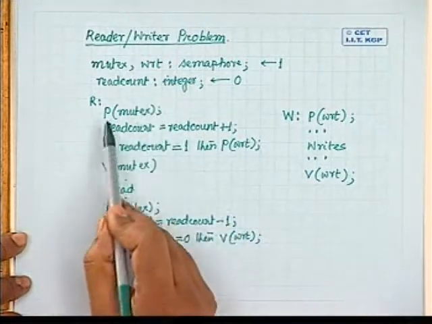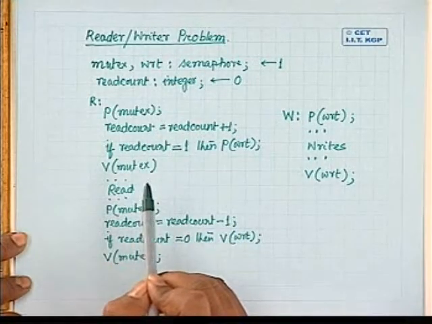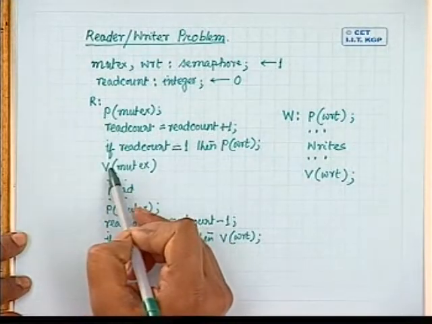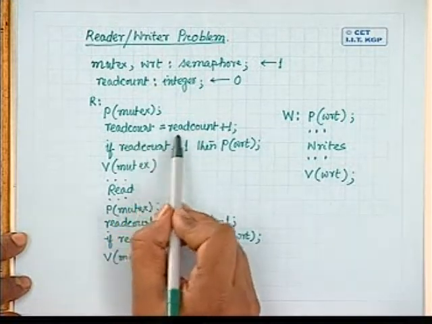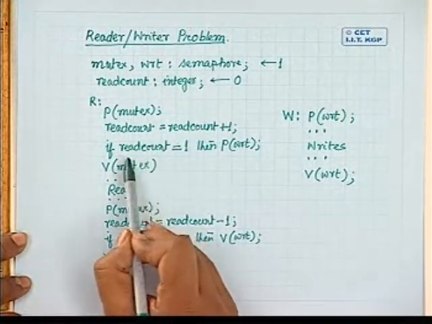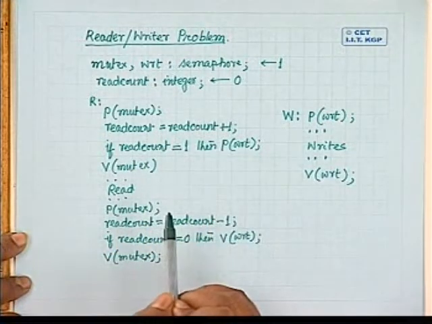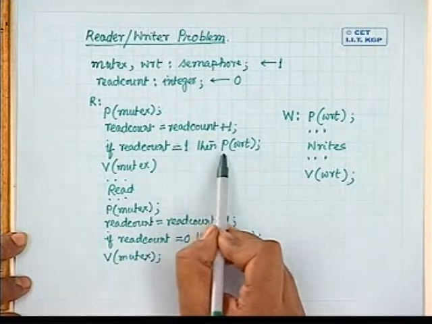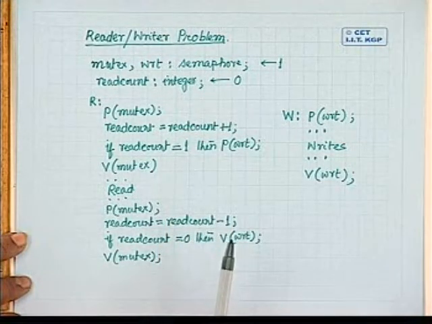Okay. So reader process first performs p mutex operation. Then within this p mutex v mutex pair, a reader process modifies or increments the value of read count. Then if read count is equal to 1, then the reader process will perform p write operation. If the read count is not 1, then this p write operation will not be performed. Now, what is the significance of this?